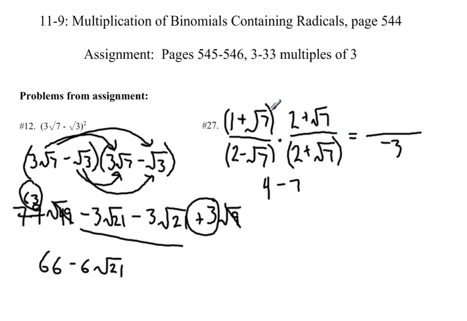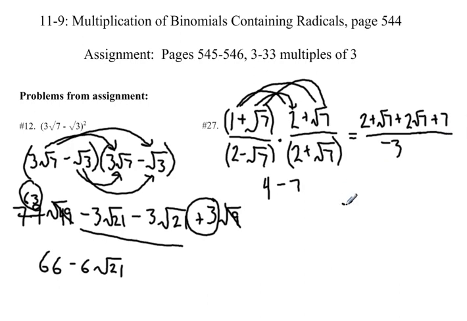Now on top, it's not a difference of two squares anymore, so be careful of that. I'm going to do 1 times 2, and then I'm going to do 1 times the square root of 7, which is just square root of 7. Right here, I have 2 times the square root of 7. Extend this out a little bit. And then the square root of 7 times the square root of 7 is another 7.